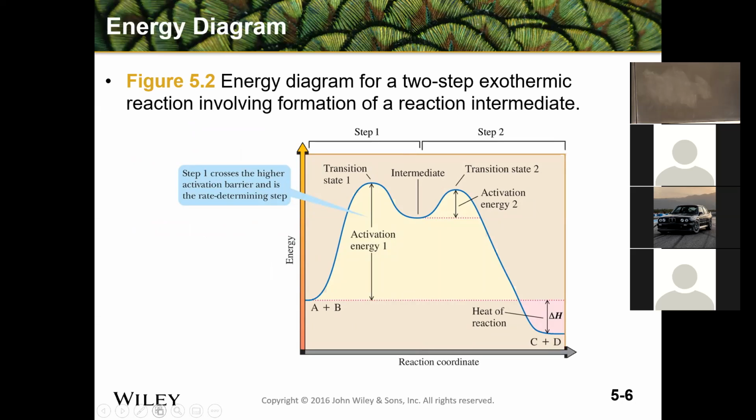Okay, here's a two-step reaction. And this local minimum is what's called an intermediate. Okay, this is an intermediate. An intermediate is something that is formed in one step and then it's consumed in a subsequent step. The intermediate does not appear in the overall reaction.